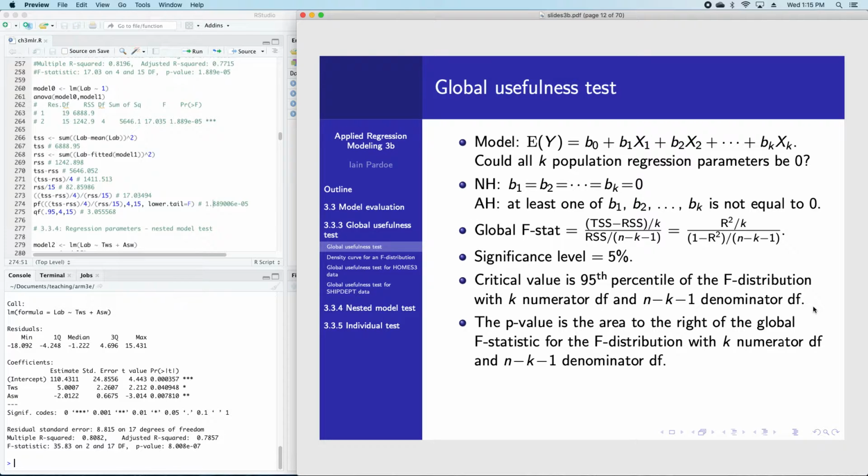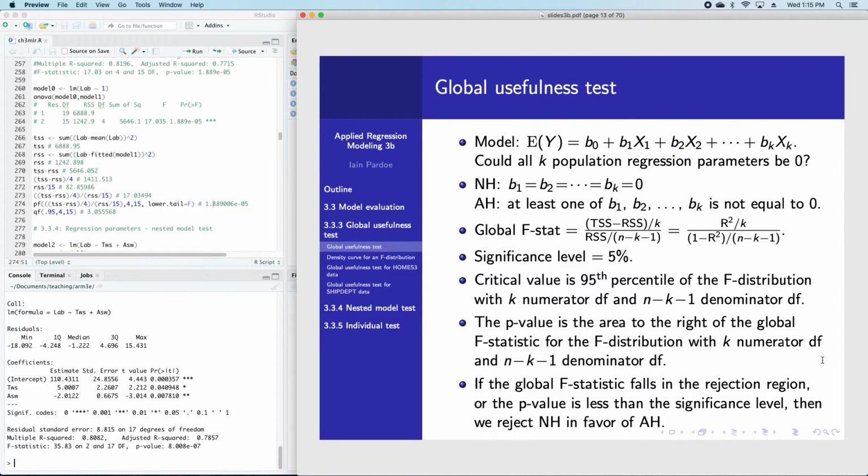Alternatively, we could use the p-value to make our test decision. So that's going to be the area to the right of the F statistic for this F distribution. And then if our F statistic falls in the rejection region, or equivalently, if the p-value is less than the significance level, then we reject the null hypothesis in favor of the alternative hypothesis. Otherwise, we fail to reject the null hypothesis.